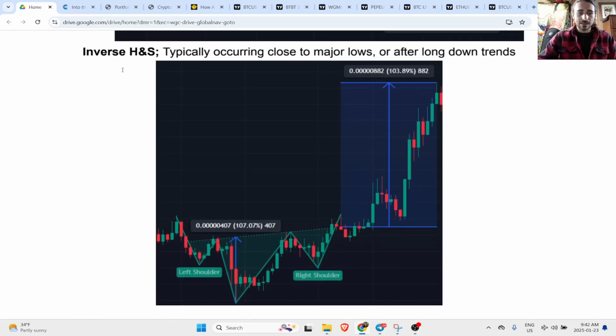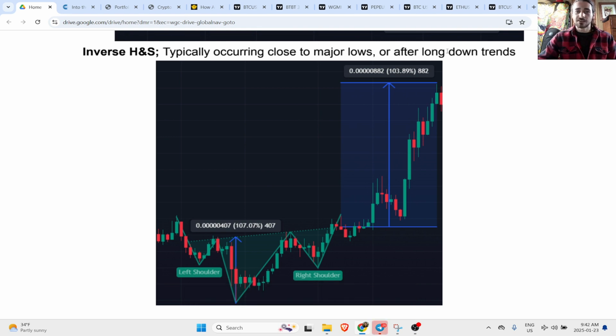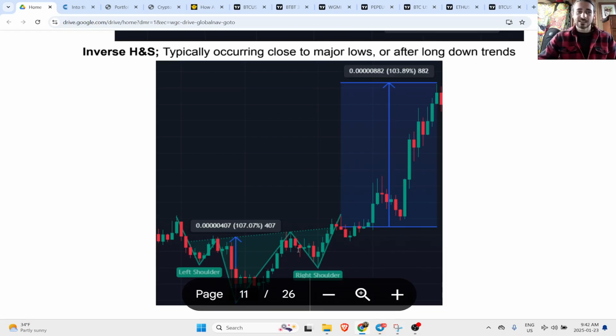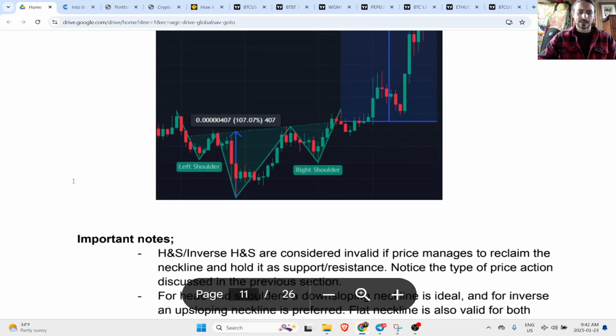Alternatively, on the upside, we've got an inverse head and shoulders measured move, occurring closer to the lows or after long downtrends. So here, again, it's the same but inverted, and we want to see that upsloping neckline ideally, and then we've got our measured move. And you can see on this one, it played out, and we came right up to these highs, and that actually ended up being a local high for this asset. I believe this was Pepe, I think.